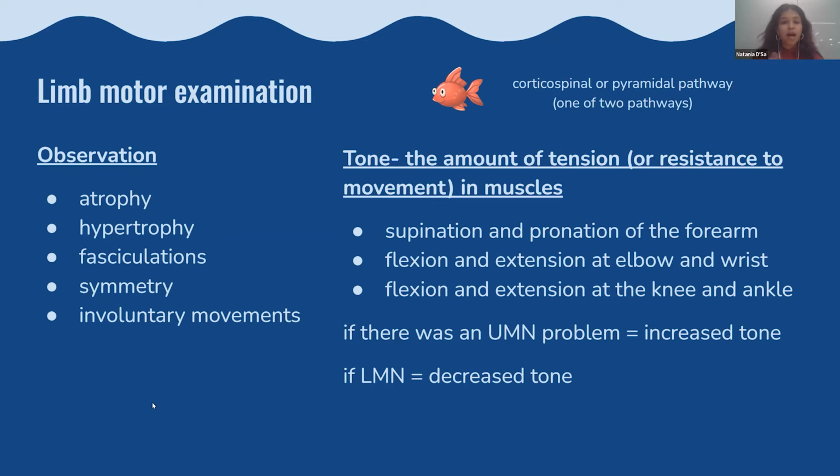If you were to have an upper motor neuron problem, then you would see increased tone in any of these areas. And if it was a lower motor neuron problem, that would be decreased tone. So you would have less resistance.